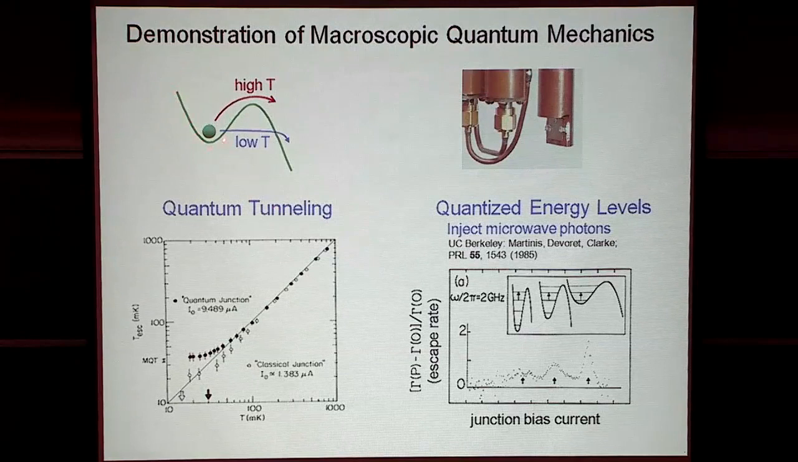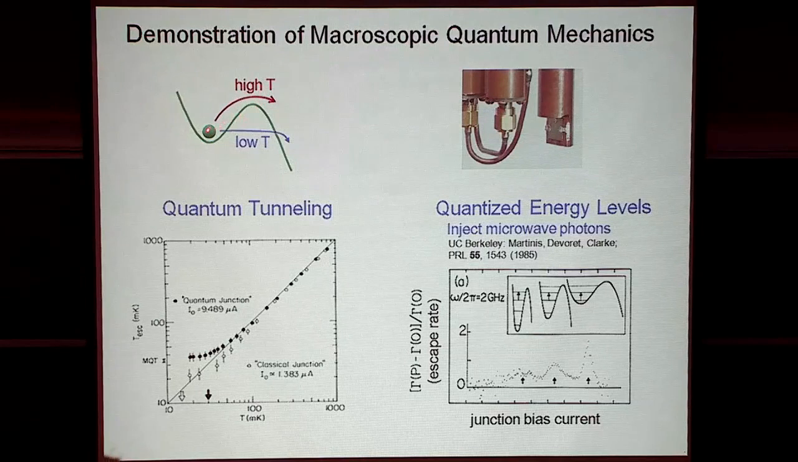And what we did in this experiment was to look for quantum mechanical behavior. At high temperature, this is just an escape over a tangential barrier, a classic physics chemistry problem. At high temperature, we'll see an escape rate due to this, and we know what's going on. If you go to low enough temperatures, this will quantum tunnel out this way.